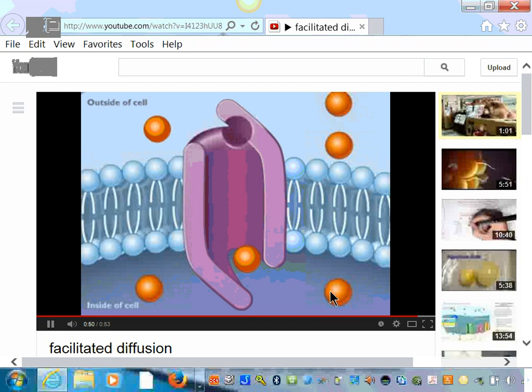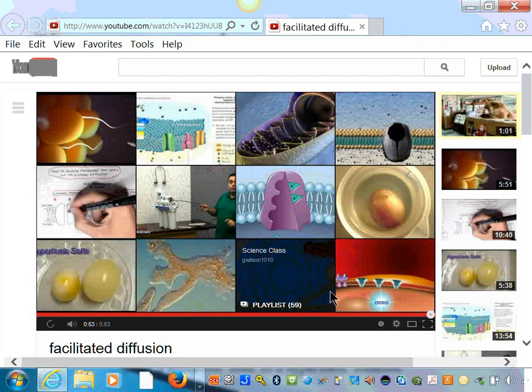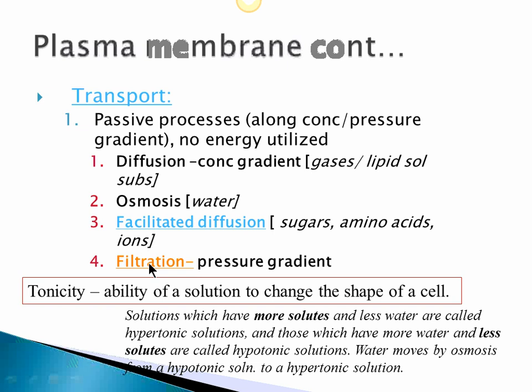It's like having, if you have 5 cabs, you can ferry maybe 15 people. But if you have 20 people, only 15 can go, the other 5 are left behind because you have to wait till the cabs are free, okay? And let's look at filtration, which was, if you remember, a pressure gradient. It was water pressure or hydrostatic pressure.